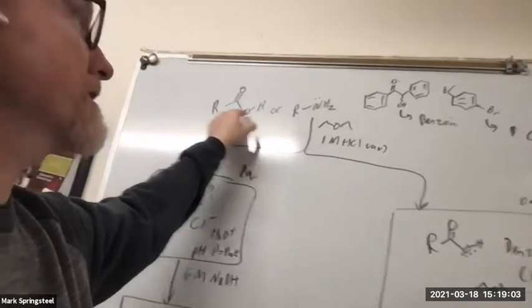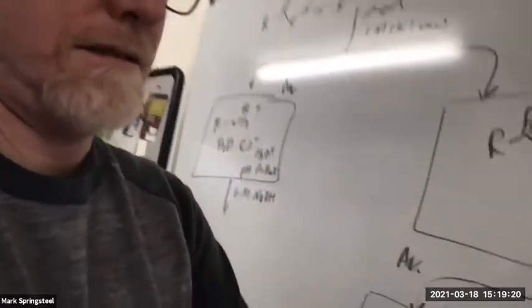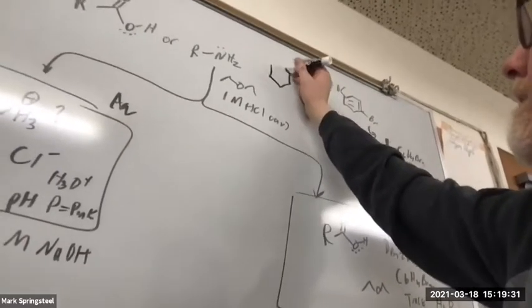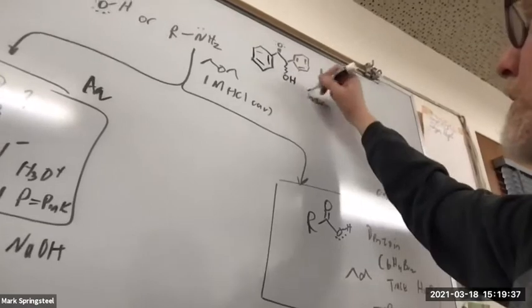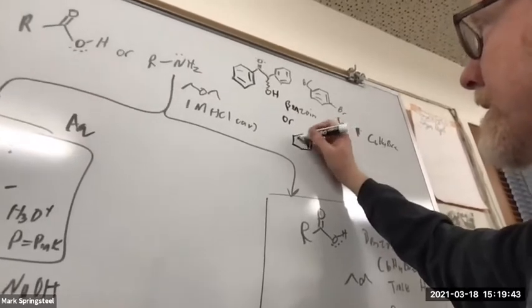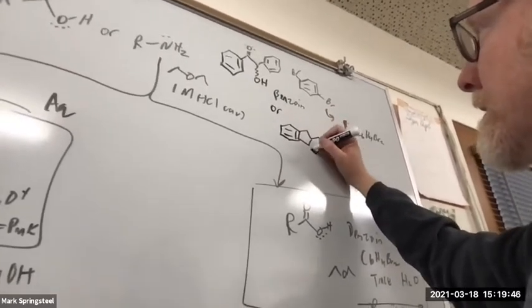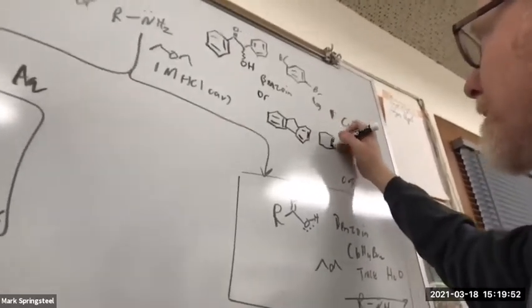So on this one, it's an unknown experiment. We're going to start off with either a carboxylic acid or an amine, we don't know which, and we're also going to have a neutral compound. It could be benzoin, which I had drawn up there, or some other molecules. Could be benzoin or fluorene, or benzil, which we worked with last time.